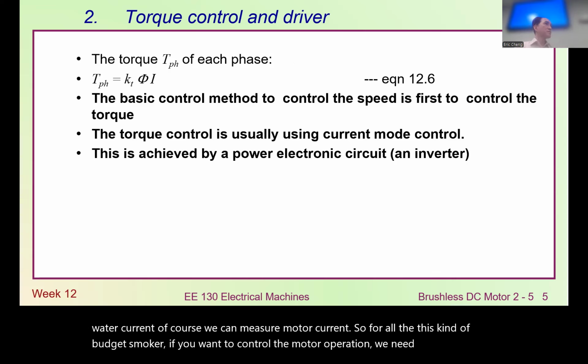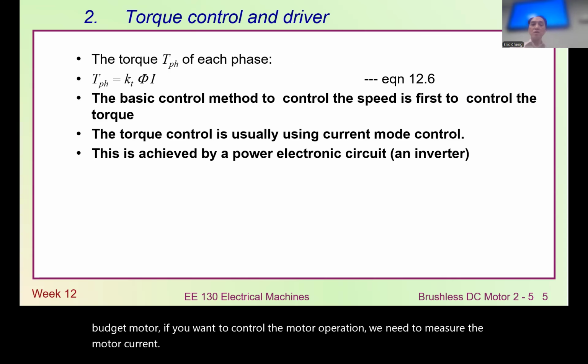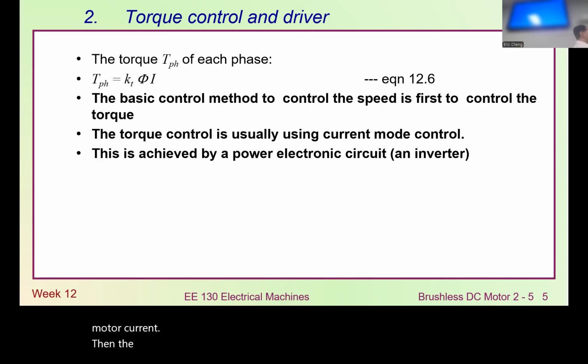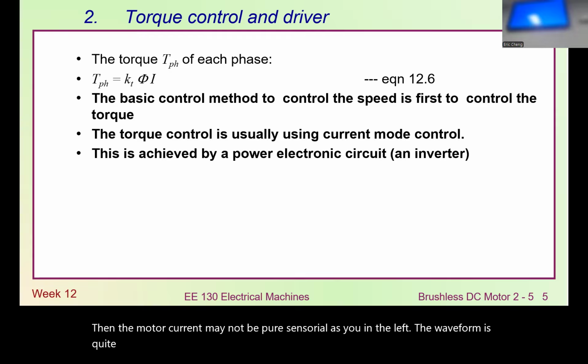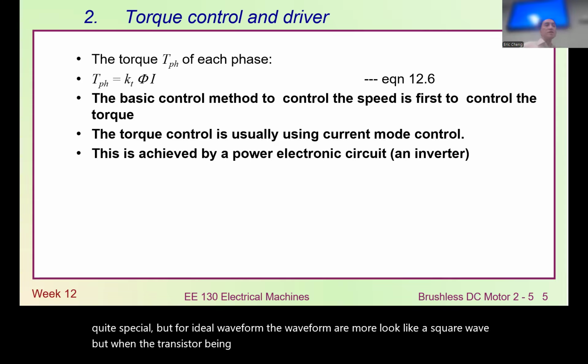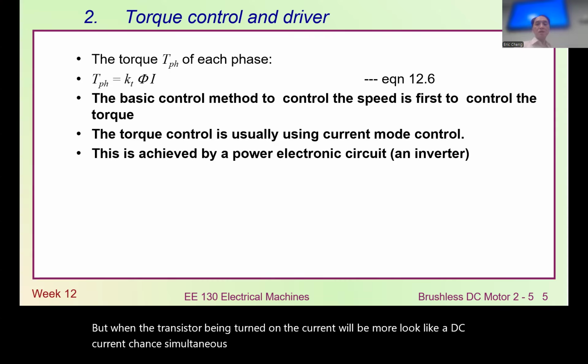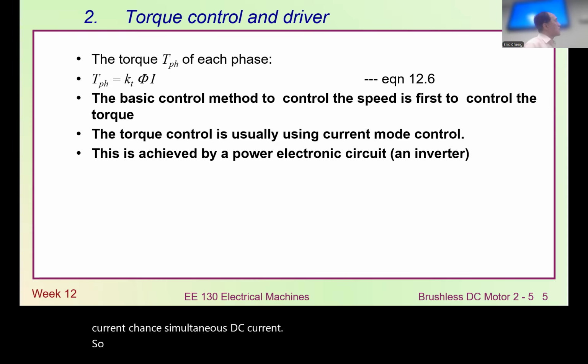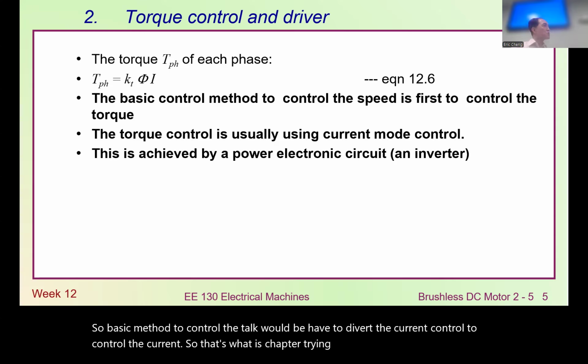The motor current may not be purely sinusoidal. As you can see on the left, the waveform is quite special. For an ideal waveform, it looks more like a square wave. When the transistor is turned on, the current looks more like a DC current. So the basic method to control the torque is to develop current control. That's what this chapter is trying to show you, a typical method of how we control the motor current.